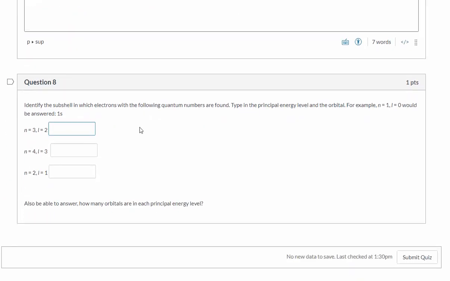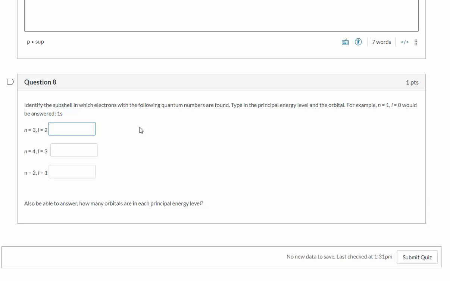Number 8, we're going to identify the subshell in which the electrons with the following quantum numbers are found. These quantum numbers are found at the end of my lesson. It's not something I really want you to spend too much time on. I'd much prefer that you spent time on the electron configurations. But those of you who are studying for things like the MCAT, this might come up. I don't know, so I threw it in there anyway.